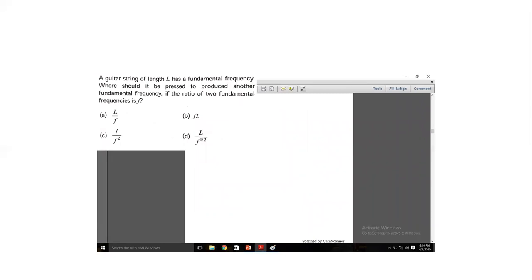A guitar string of length L has the fundamental frequency F. Where should it be pressed to produce another fundamental frequency if the ratio of the fundamental frequencies is F? So simple, it's called the law of length. What this law of length states is that the fundamental frequency of the vibration of a stretched string is inversely proportional to the length. Therefore, F equals L dash divided by L. This implies L dash equals FL. So the answer is FL.